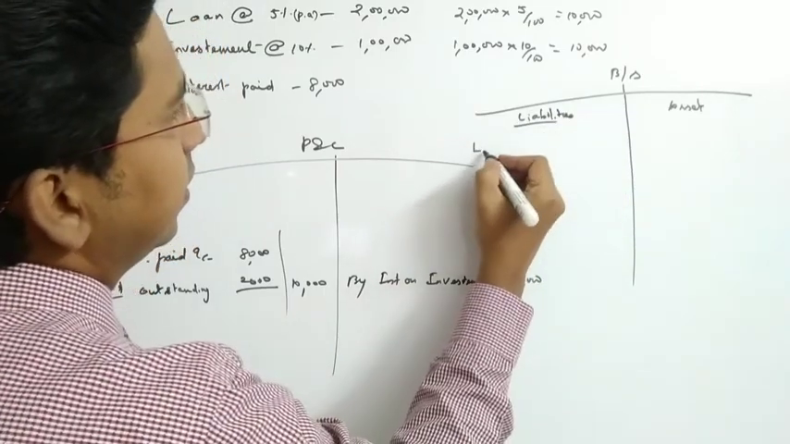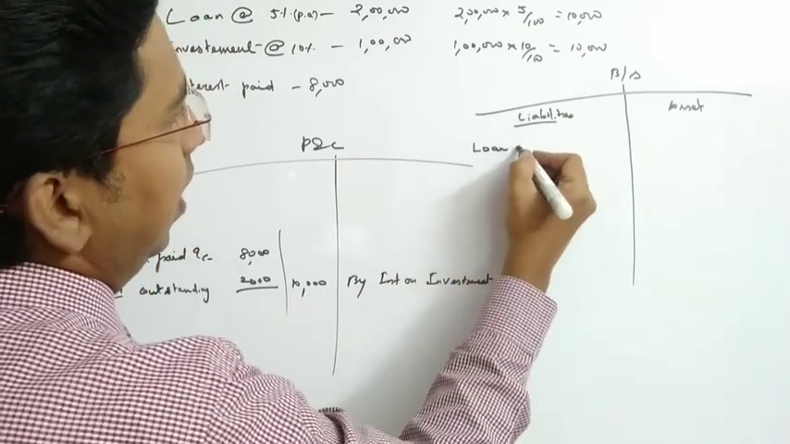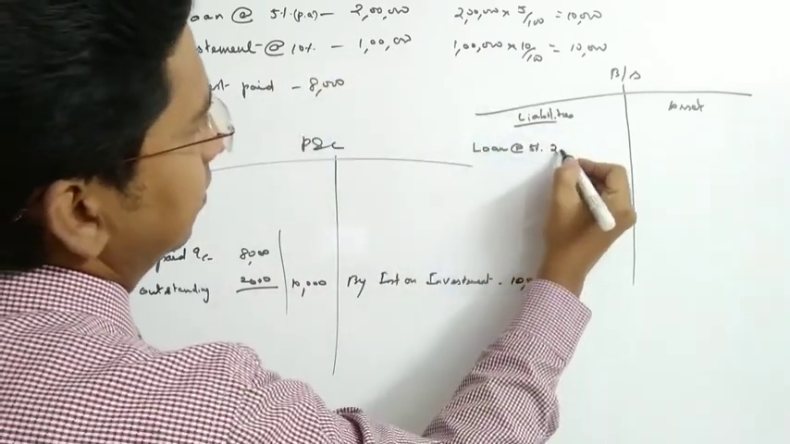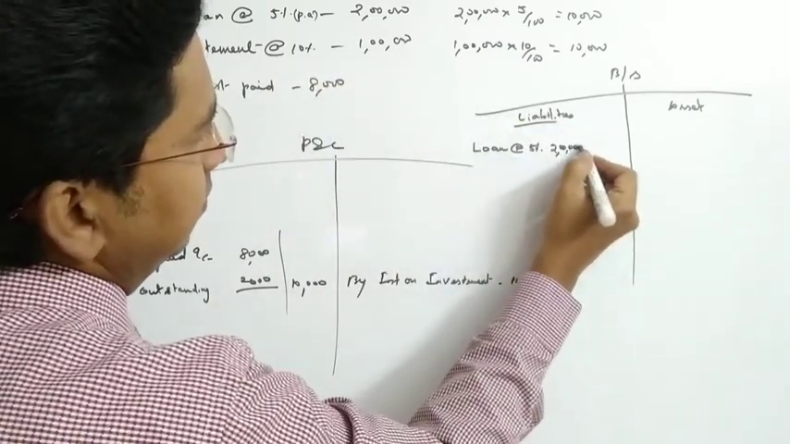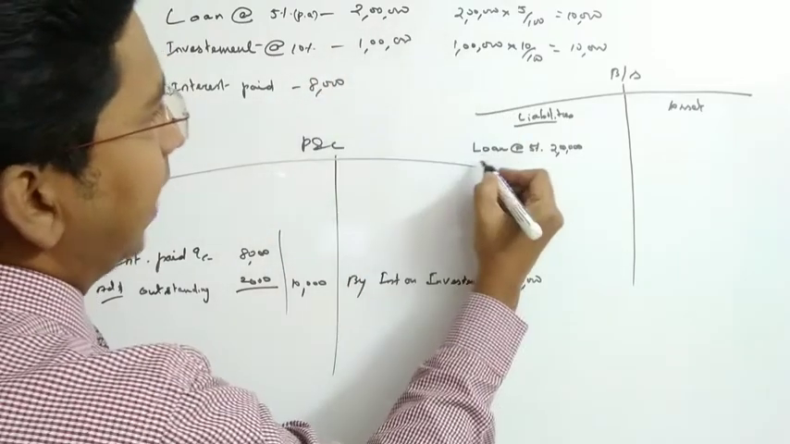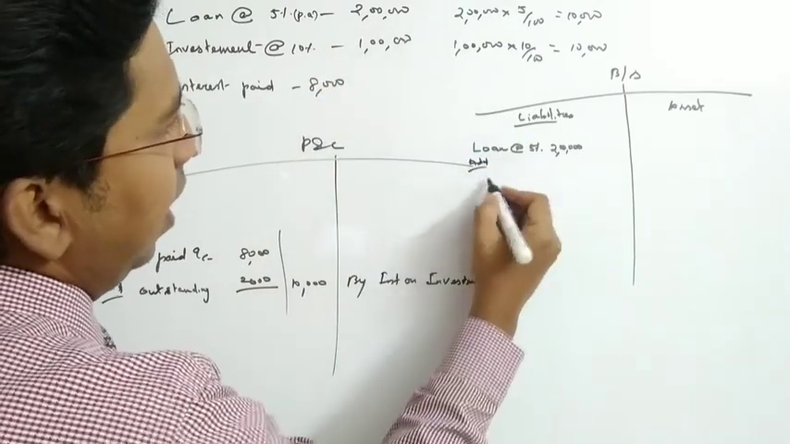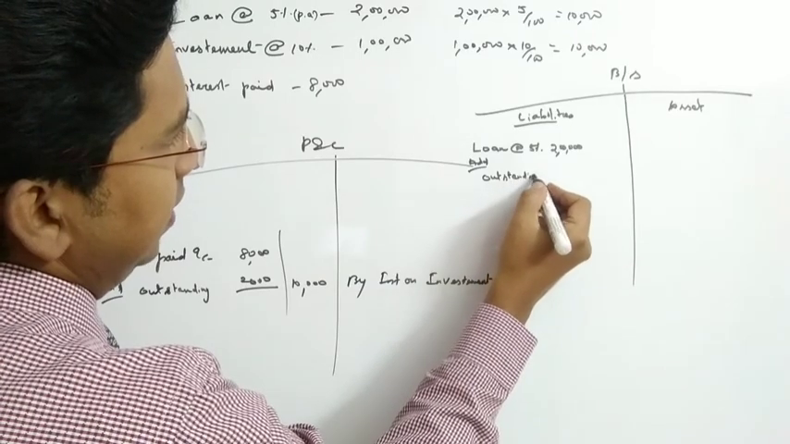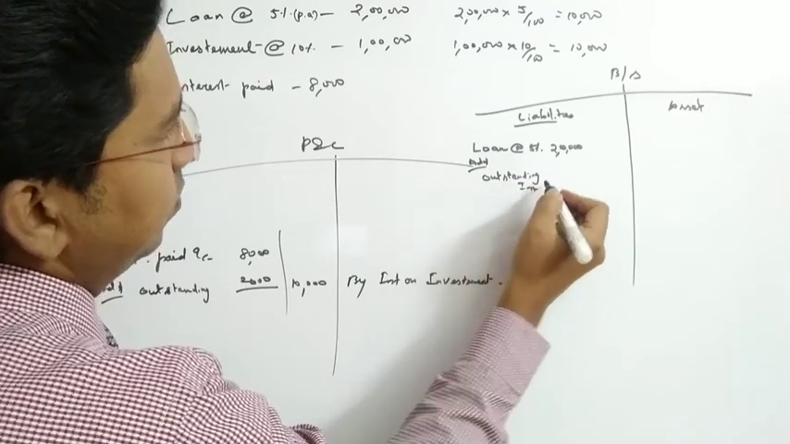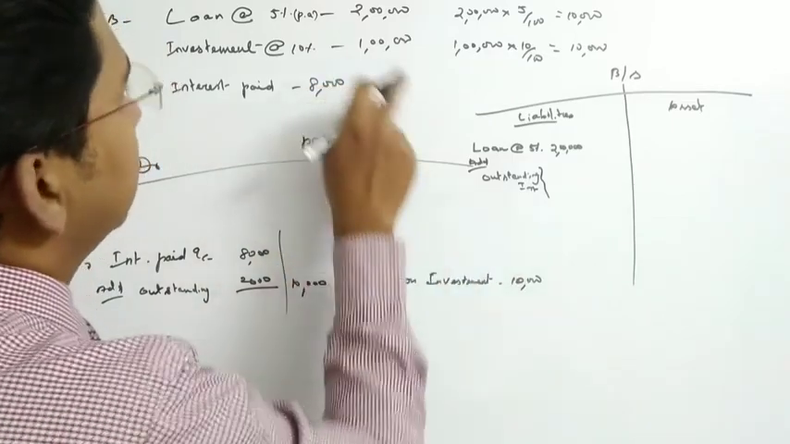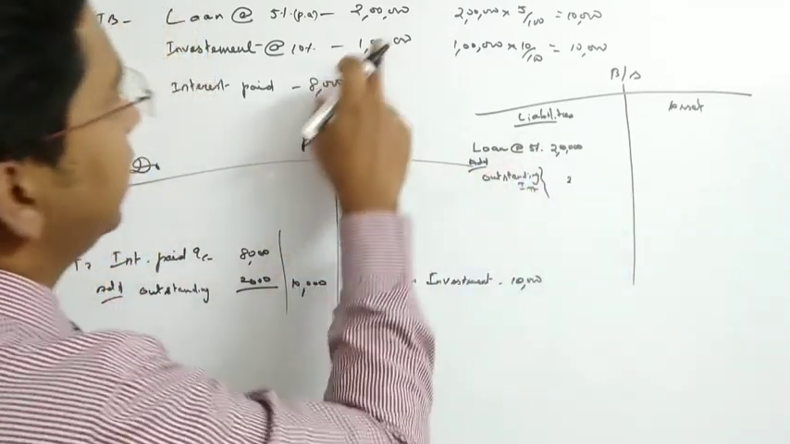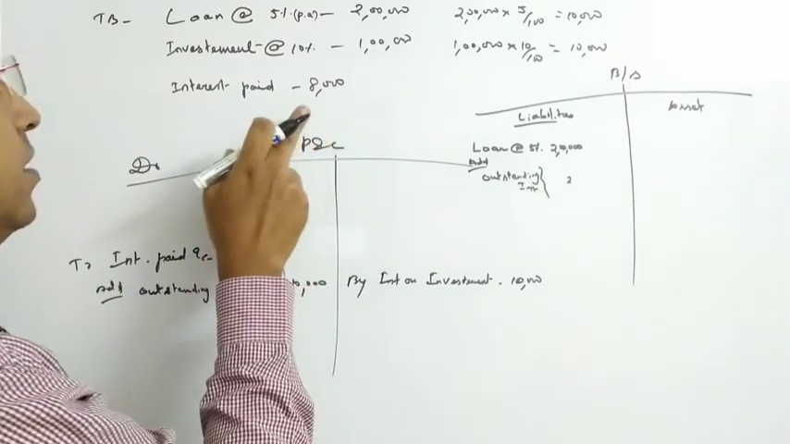On the liability side, write loan at 5%. How much? 2 lakh. Put it in the inner column. Then add outstanding interest. How much? Just 2,000, because they have already paid 8,000 during the financial year.